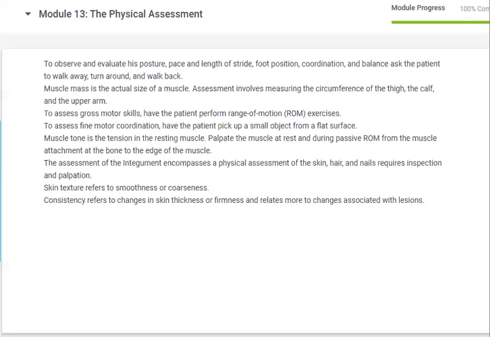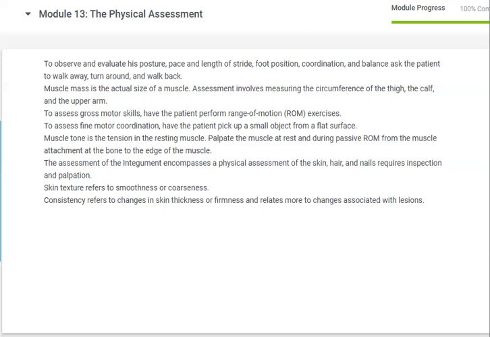Muscle mass is the actual size of a muscle. Assessment involves measuring the circumference of the thigh, the calf, and the upper arm. To assess gross motor skills, have the patient perform range of motion (ROM) exercises. To assess fine motor coordination, have the patient pick up a small object from a flat surface.